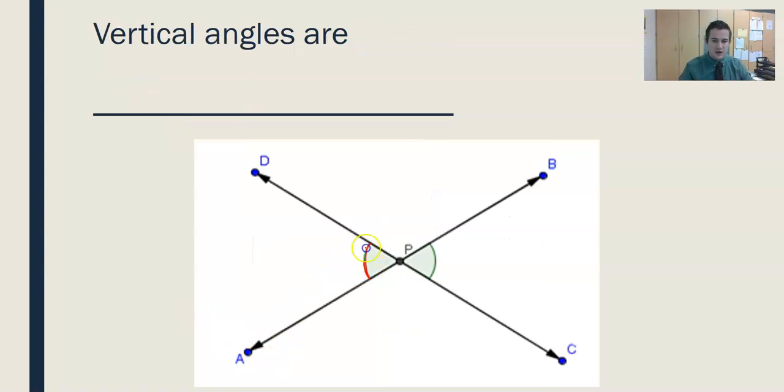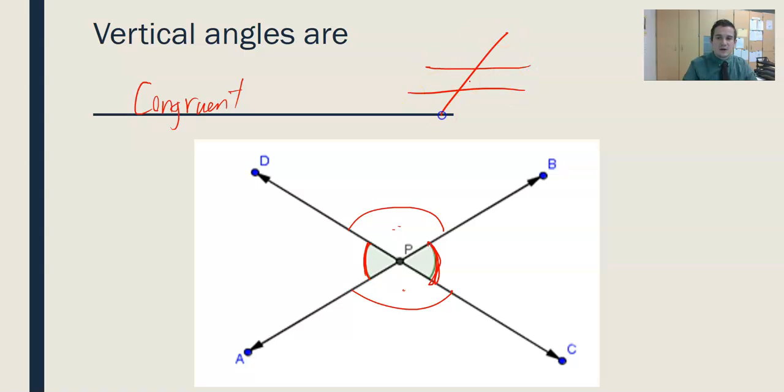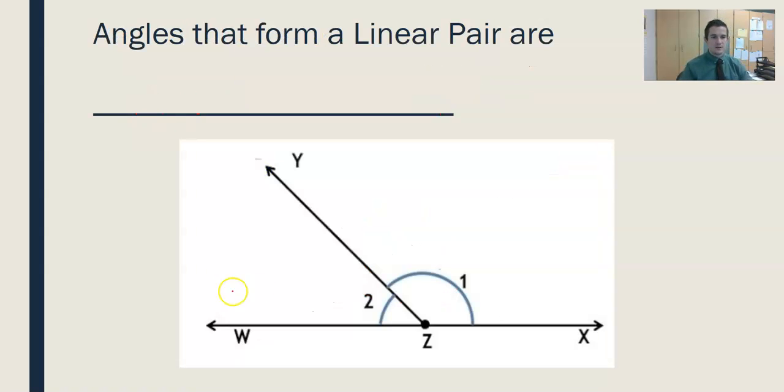Vertical angles are angles that are directly across from each other, just like that. Those would be vertical angles. These would be vertical angles, and vertical angles are congruent. So in the little X's that you see on these parallel lines, right here, right here, right here, right here, those are vertical angles, and they are congruent.